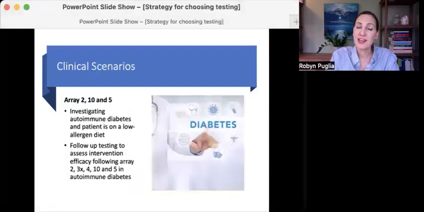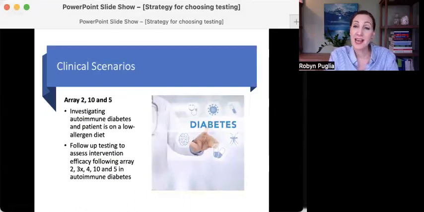Okay, so next up we've got RA2, 10, and 5, and we might be considering using this bundle if somebody has autoimmune diabetes and the person is already on a low allergen diet. Especially if they're on a low glycemic diet, but they're still getting elevated antibodies and disease progression.